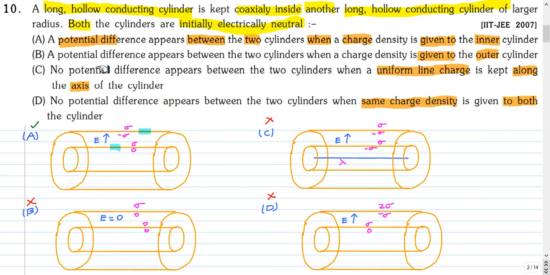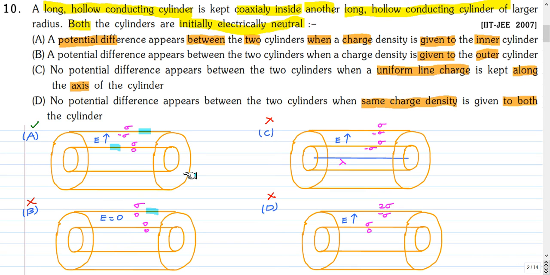Option B says a potential difference appears between two cylinders when a charge is given to the outer cylinder. When charge is given to the outer cylinder, the charge will get distributed on the outer surface. For the same reason, there cannot be any electric field within this conducting material. So on the inner surface there will be zero charge, so there will be zero charge on the inner cylinder also. So here in this case the electric field between the two cylindrical shells is zero, so there is no potential difference between the two. But option B says there is a potential difference between the two, so option B is not correct.